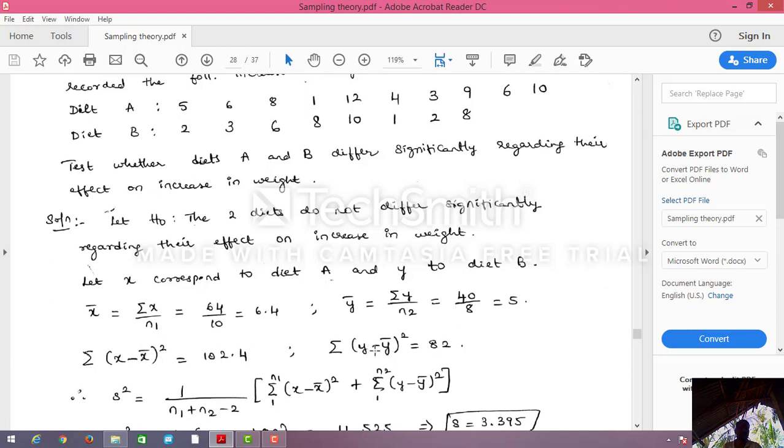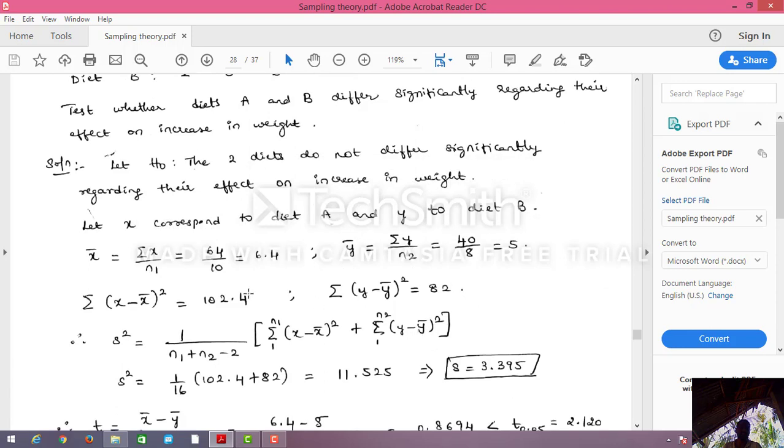Similarly, we will do y minus y bar whole square. So how do you find y minus y bar? Means 2 minus 5 whole square plus 3 minus 5 whole square plus 6 minus 5 whole square plus 8 minus 5 whole square plus 10 minus 5 whole square plus 1 minus 5 whole square plus 2 minus 5 whole square plus 8 minus 5 whole square. We'll simplify all that. The sum you will get is 82.